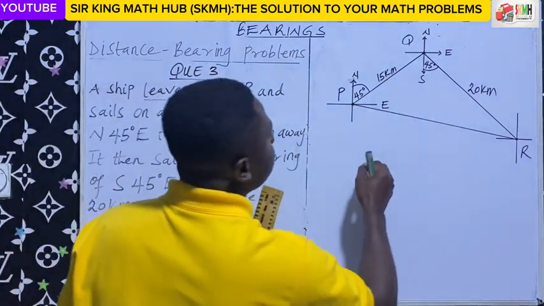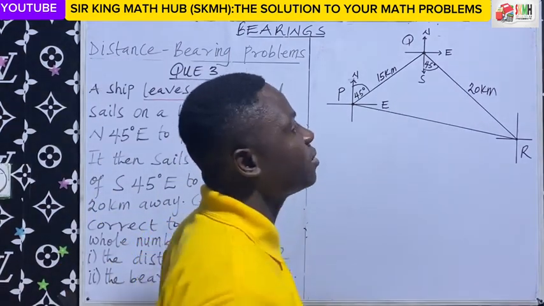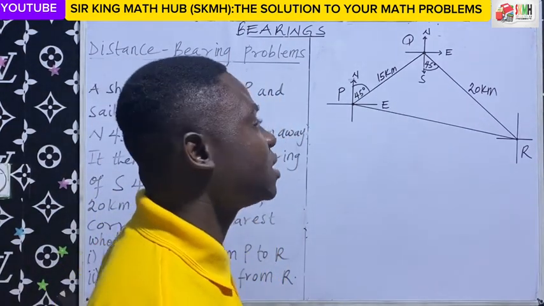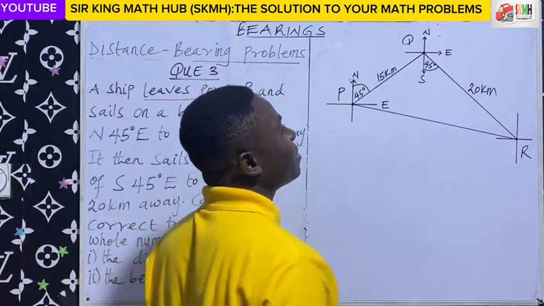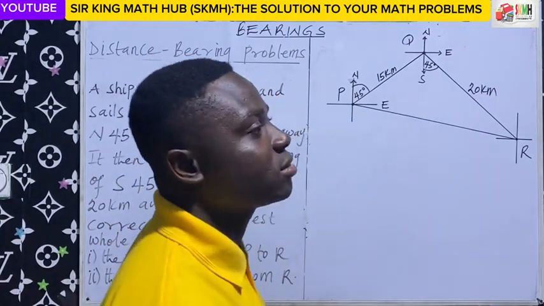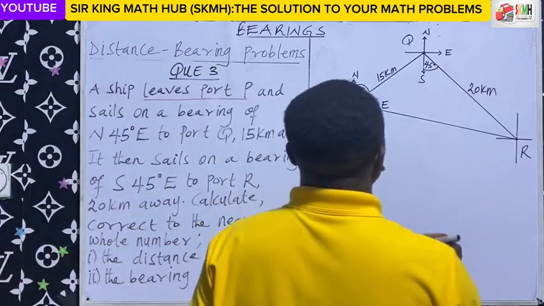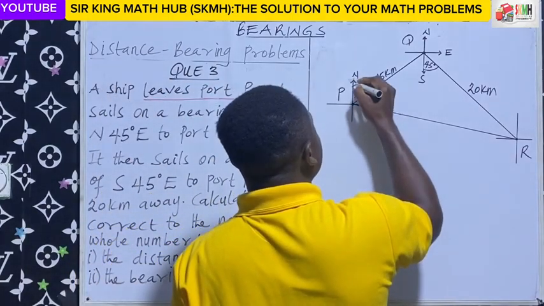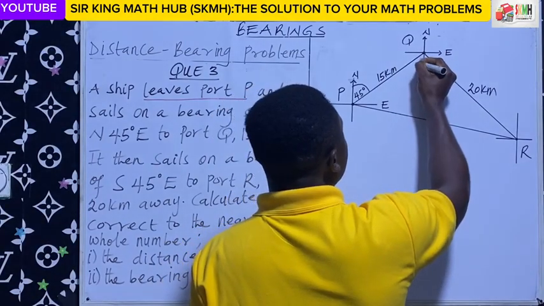Now, as I said, in most cases your triangle must be a right angle triangle, meaning that one of the interior angles must measure 90 degrees. So let's check which side will measure 90 degrees. Now, this angle here measures 45 degrees. So what angle should be here?